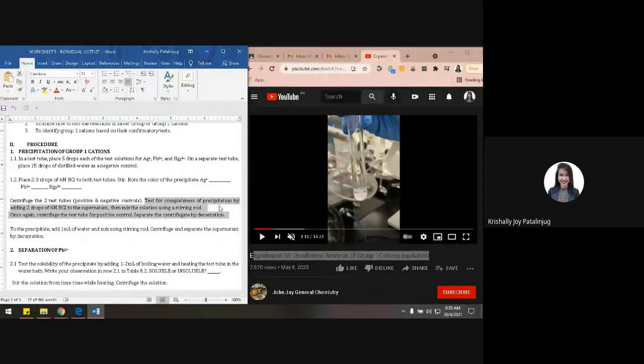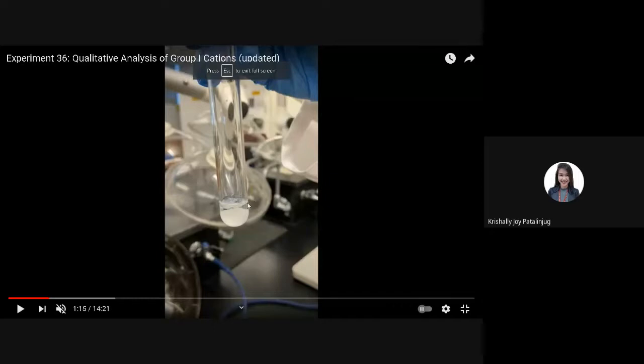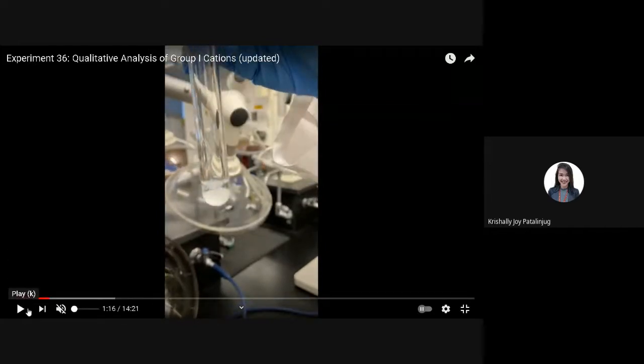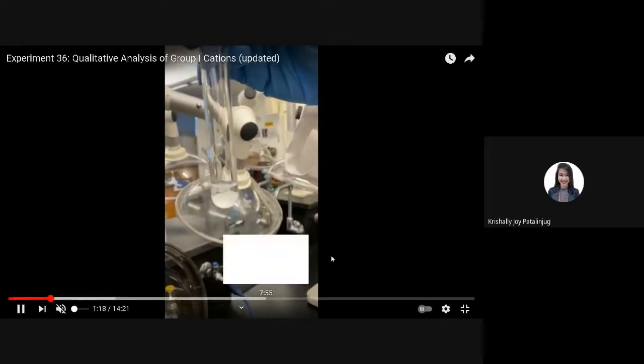Okay, thank you. So in the next step, we simply want to test the completeness of precipitation. Maybe in the liquid portion there, there could be remaining traces of silver ion, mercury, or lead ion. So we simply add more HCl. That is again to test the completeness of precipitation. If it turns turbid again, it means HCl still detected ions of group 1, group 1 cations.